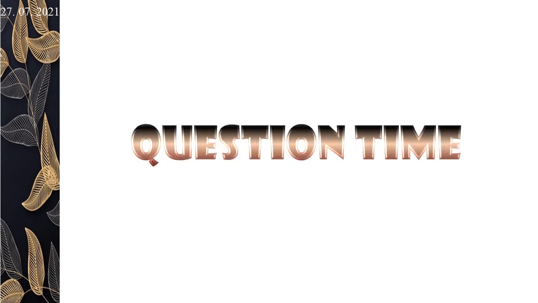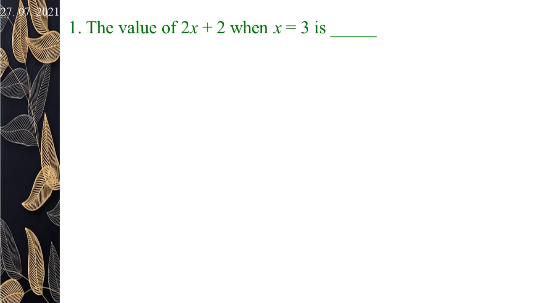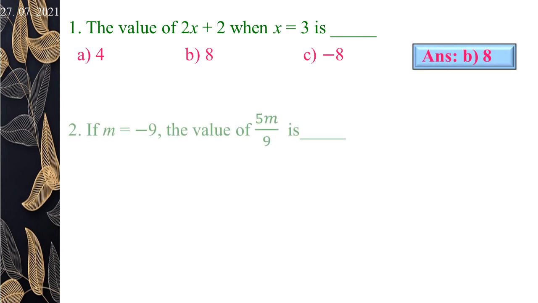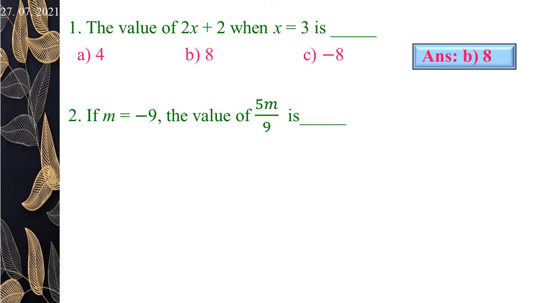Question time. First one, the value of 2x plus 2 when x equal to 3 is dash. Here one expression 2x plus 2 is given and also the x value. Now substitute the x value and find the answer. Option A 4, option B 8, option C minus 8. Answer option B, 8. Second one, if m equal to minus 9, the value of 5m by 9 is dash. Option A minus 5, option B 5, option C 0.